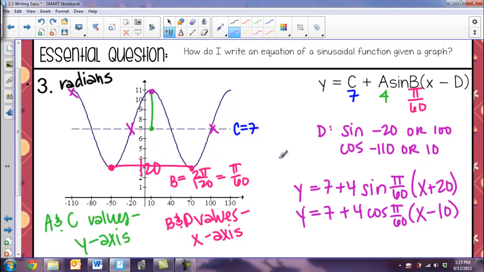And again, there are so many correct answers for these. So remember, the first thing you want to find is how far up or down you went. Then you want to find how tall your graph got. Then you want to figure out how long did it go for, so what's the period, and then figure out what that B value would be. And then you need to find a starting value. There's lots of correct starting values on these.